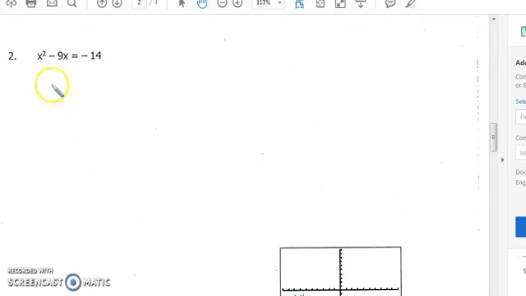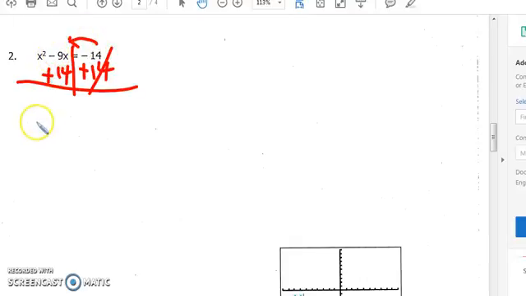Let's try number 2. So right here you have an ax squared minus bx plus c kind of format. But here you have negative 14 here. So I need to factor this, but I have this number here. I don't know how to factor like that. So when that happens, you're going to actually move this to the other side by adding 14 to the equation. So you got to move that. This negative 14 becomes positive 14. When you move, it becomes the inverse.